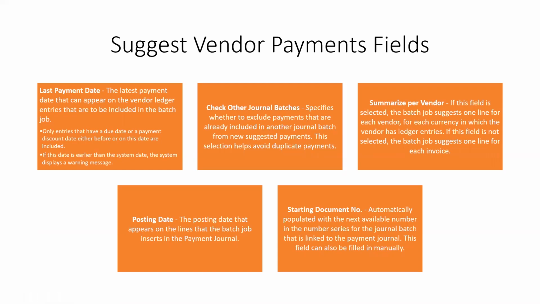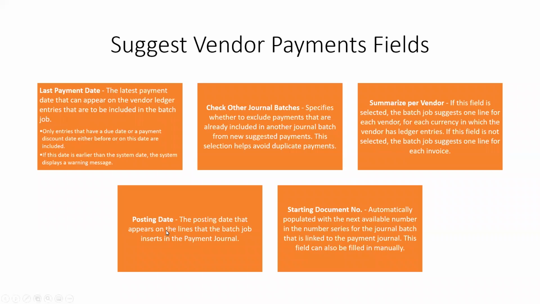All right, so you might have included them in some other place, but then suddenly come up with another idea with some priorities, a balance, money constraints, and so on. You can't just do so. Summarize per vendor: if this field is selected, the batch job suggests one line per each vendor. This is important when, sometimes, you might be preparing a check, for instance. So you just have received one single check from one vendor that is going to be paying you a lot of documents. So summarize per vendor is going to be helpful in that way.